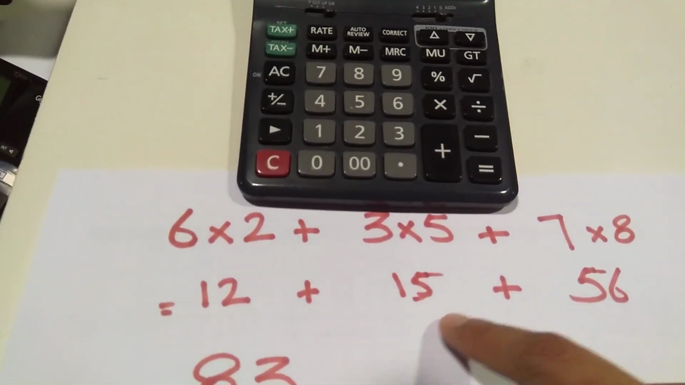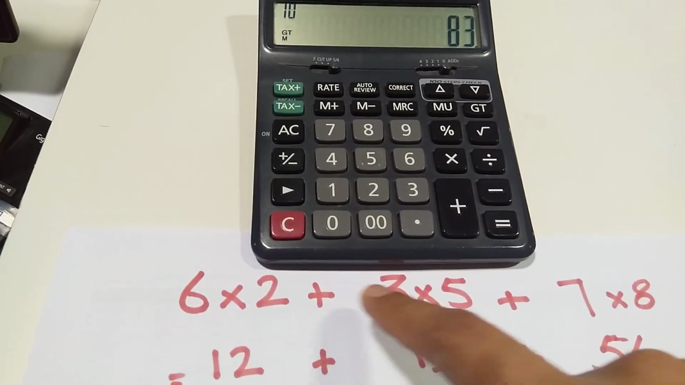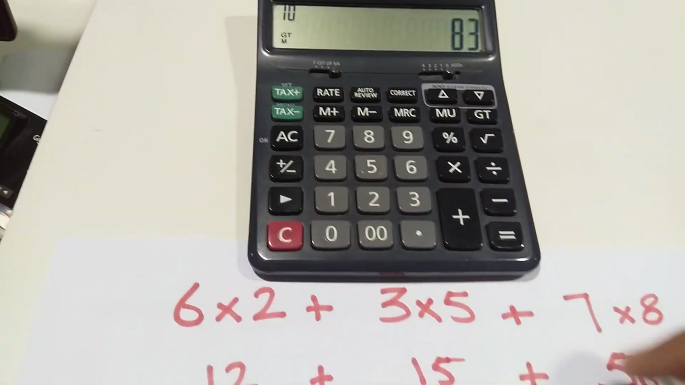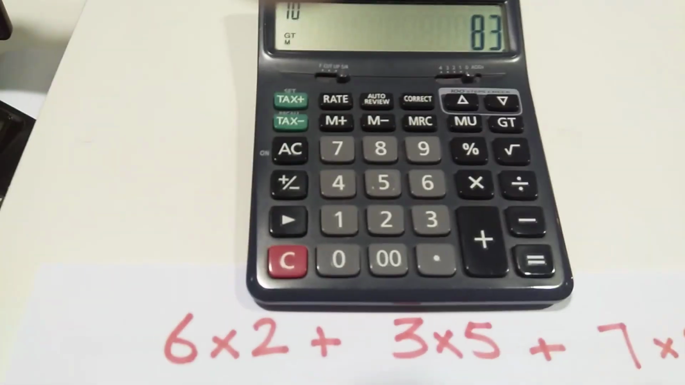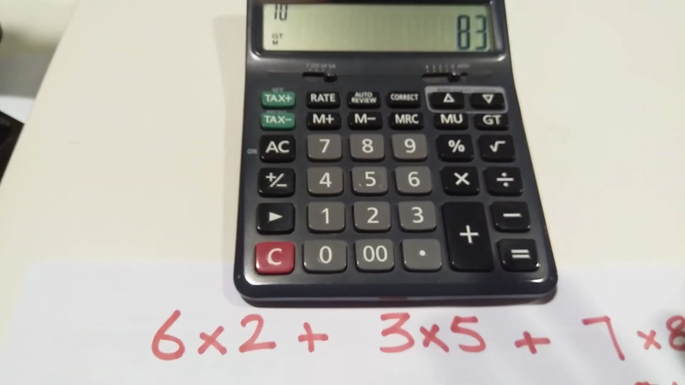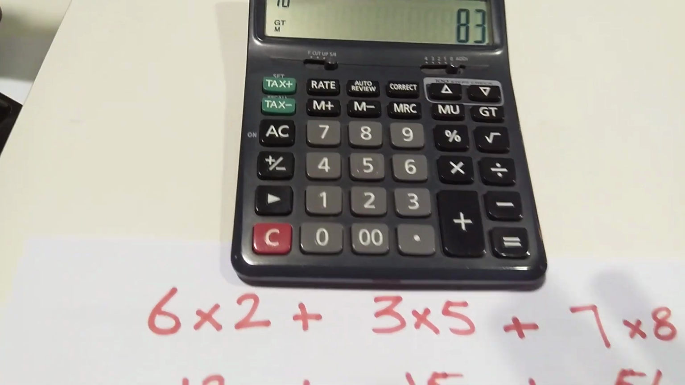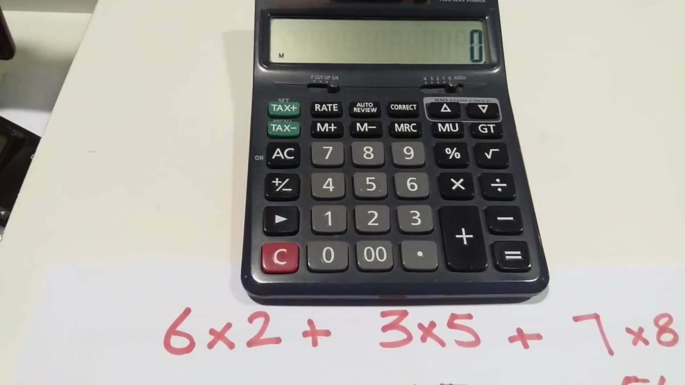I avoid this step. I also avoid adding on the calculator, because if I do all these steps on the calculator, the answer will be wrong. So by the use of the GT button, first, your time consumption is less, and second, the answer is correct. I'm going to repeat this again to make it very clear for you.